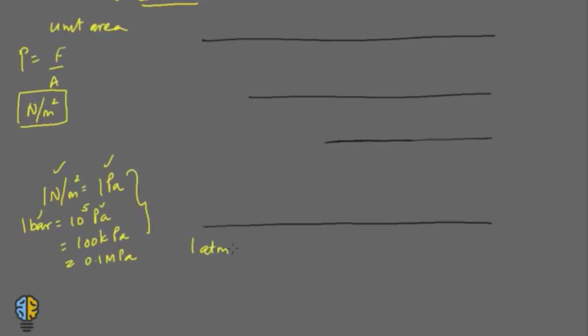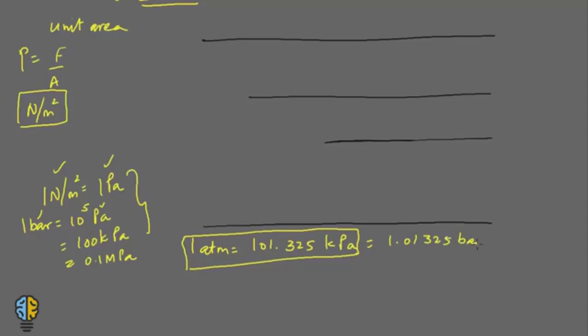So 1 atmosphere, that is 1 atm, is equal to 101.325 kilopascals. So this is something very handy to remember, because if there are some conversions that need to be done from atm to kilopascal, it becomes very easy. And in terms of bar, this is 1.01325 bar. Okay, so this is the value of atmospheres in bars.